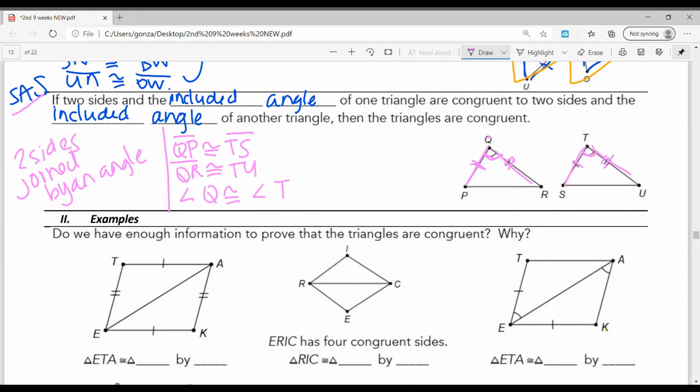So now this means that triangle PQR is going to be congruent with triangle STU, because you had side, angle, side.